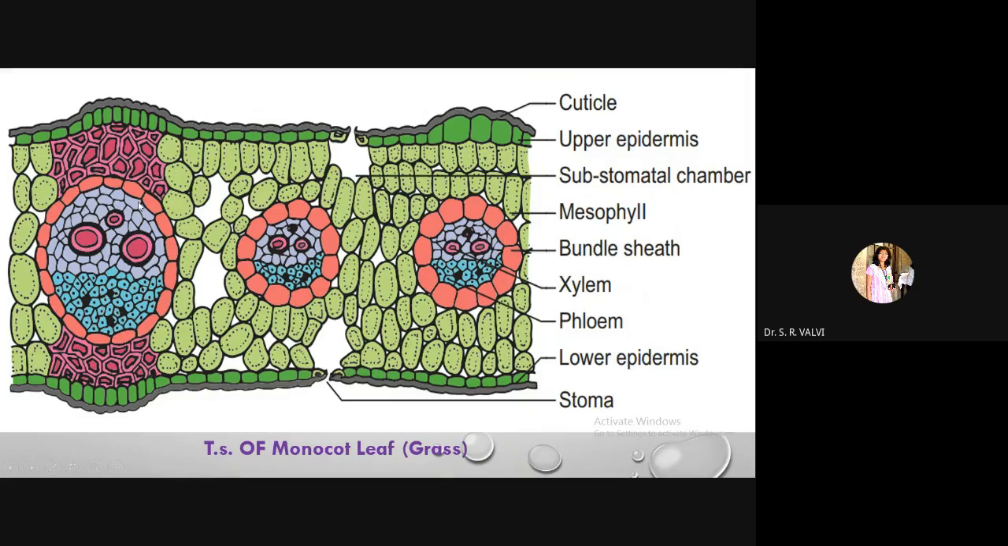So likewise, this is the transverse section of the monocot leaf.